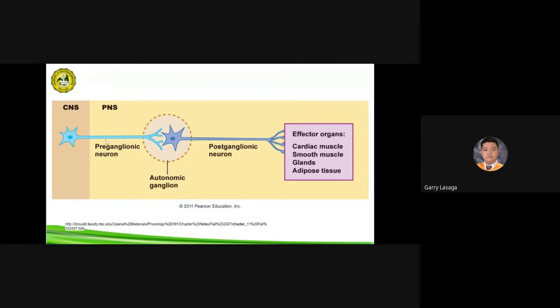So in the case of the sympathetic nervous system, the preganglionic neuron will release acetylcholine, and the postganglionic neuron will release norepinephrine, except for the sweat glands, because in the sweat glands, the postganglionic neuron will release acetylcholine.